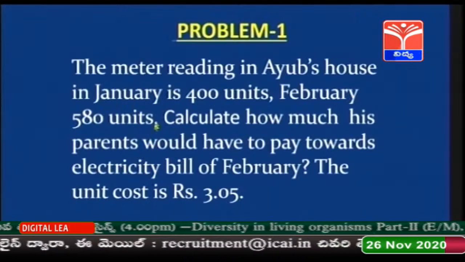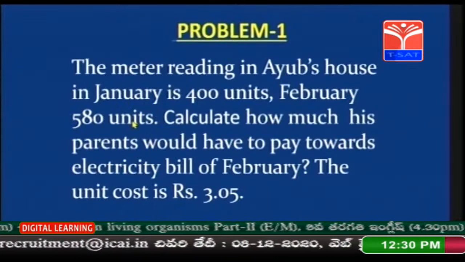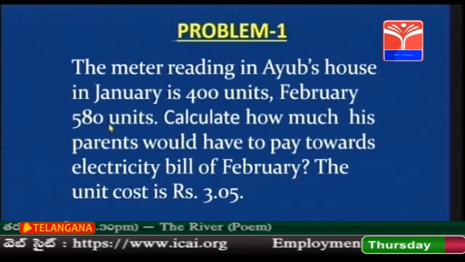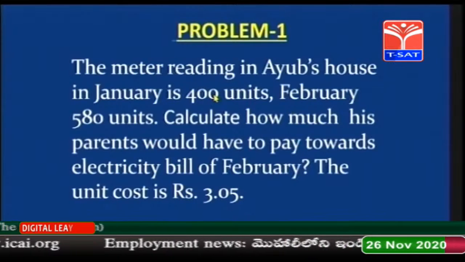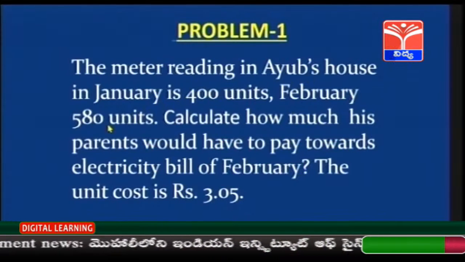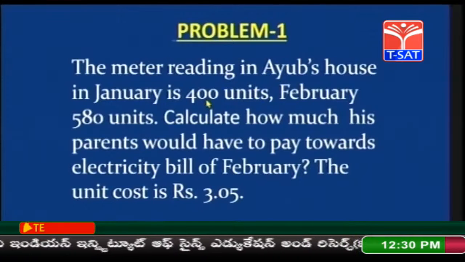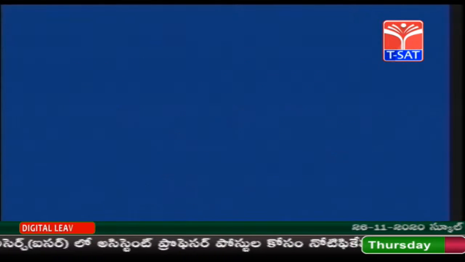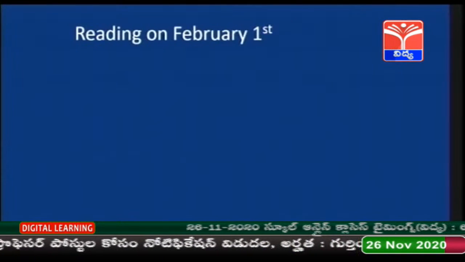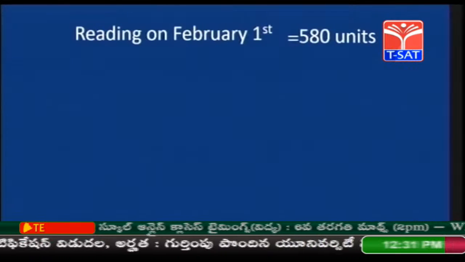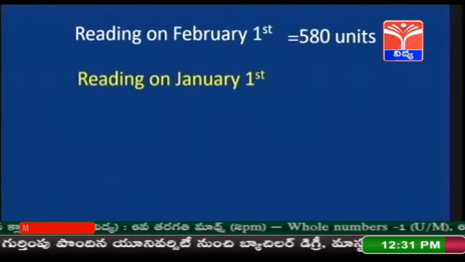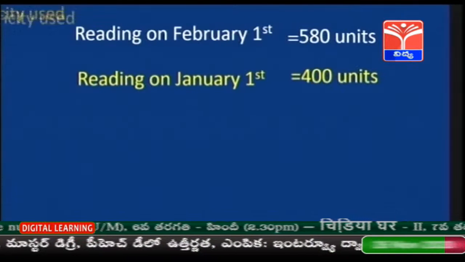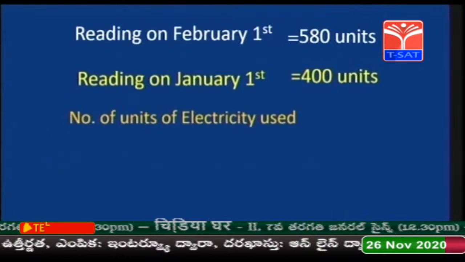In this month, that is 580 units. That means from January to February, how many units of electricity are consumed by IOOPS? Yes, it is the difference of 580 and 400. How much will it be? It will be 180. Now you see, the reading on 1st February is 580 units. The reading on 1st January is 400 units. Now the number of units of electricity used.